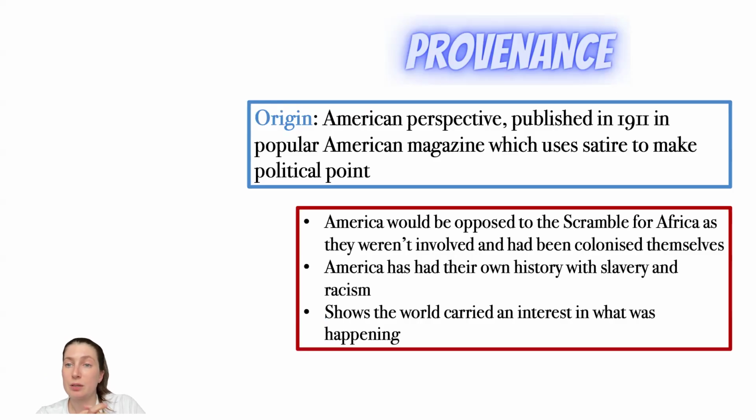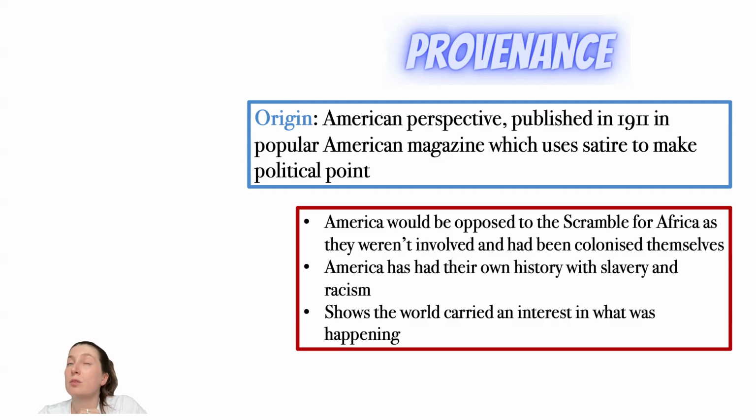In terms of the origin, America themselves weren't involved in the scramble for Africa, and they had also been colonized themselves, as you would know from earlier in the course. They've had their own history with slavery and racism. And all of these things are going to impact the presentation of this cartoon.